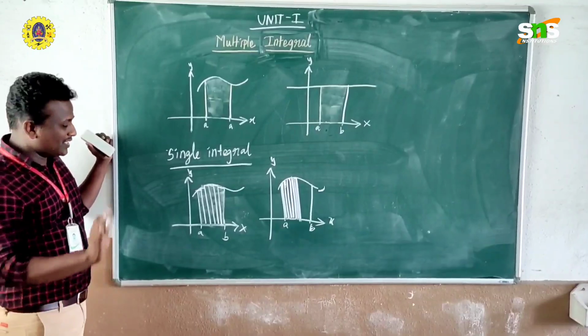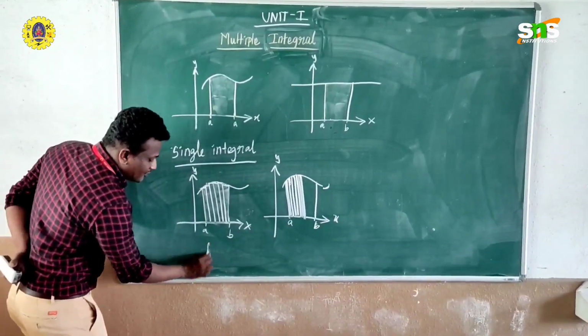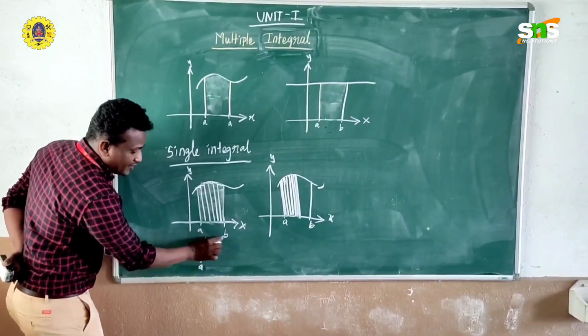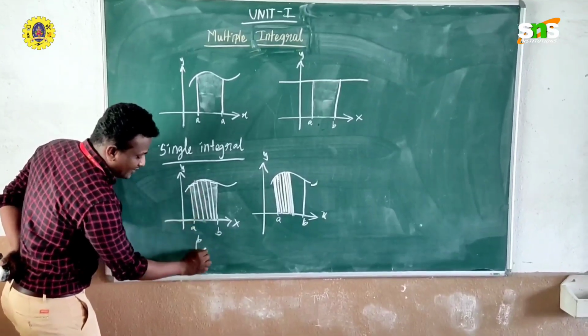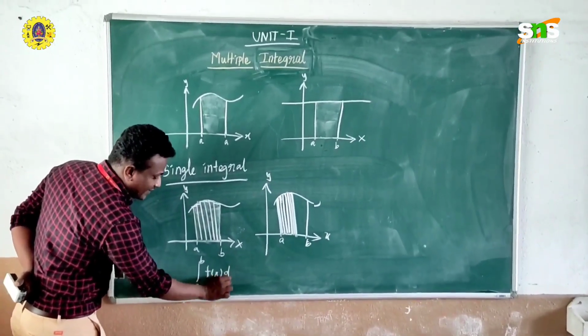Clear? By using the single integral, it is denoted by the a to b length. Over the distance a to b, what is the area? That is f of x into dx.